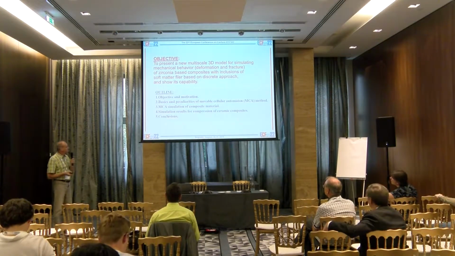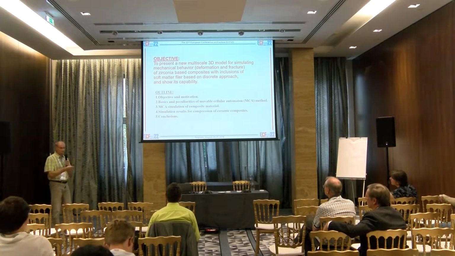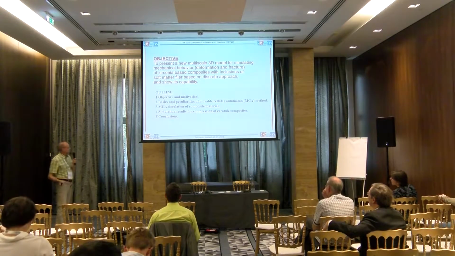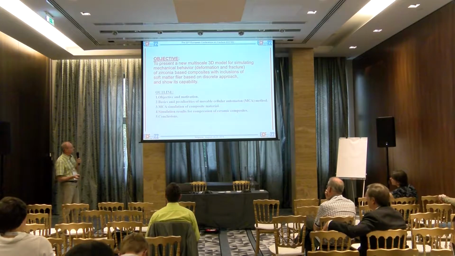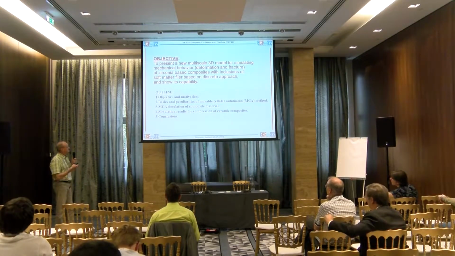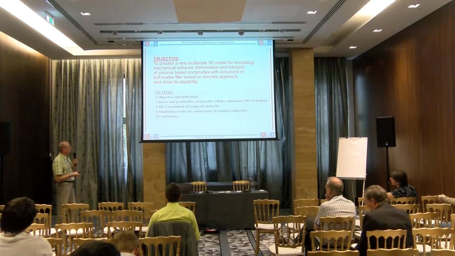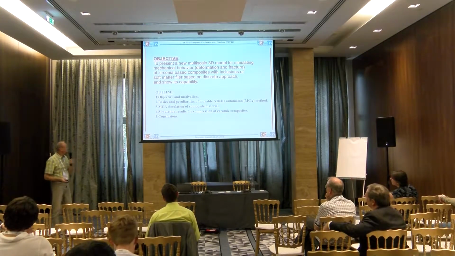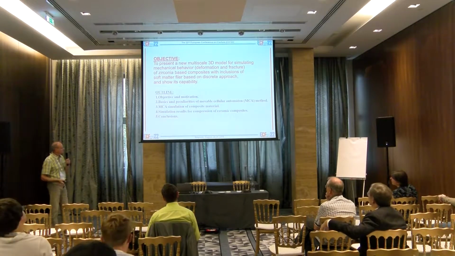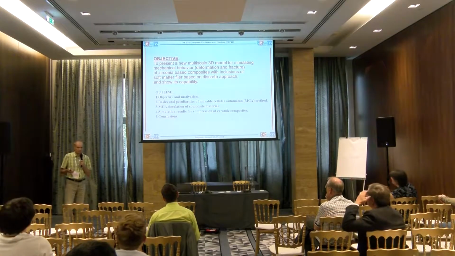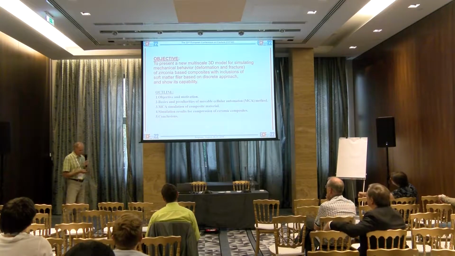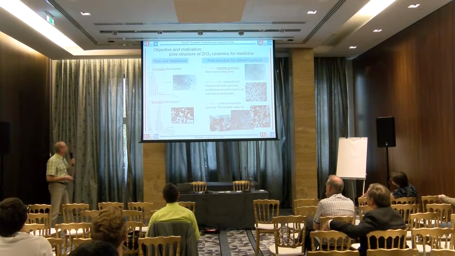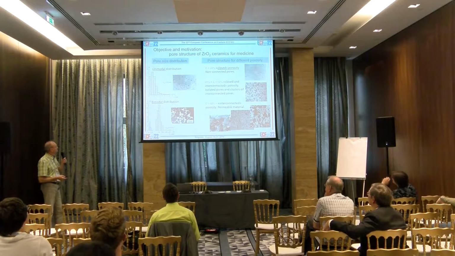So the outline is: first, objective and motivation. Here I will say a little bit about real materials, then basics and peculiarities of the method of modeling, then the actual procedure of multi-scale simulation of such materials, then the results, and finally I hope I will make some conclusions. Well, we start from objectives and motivations.